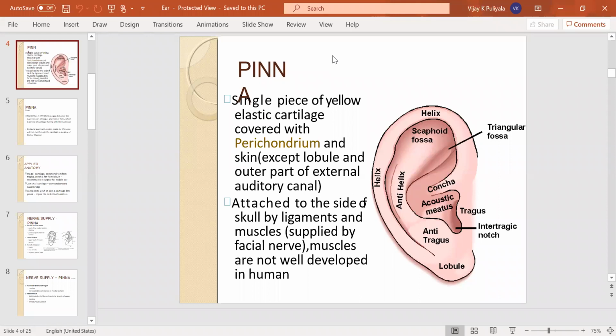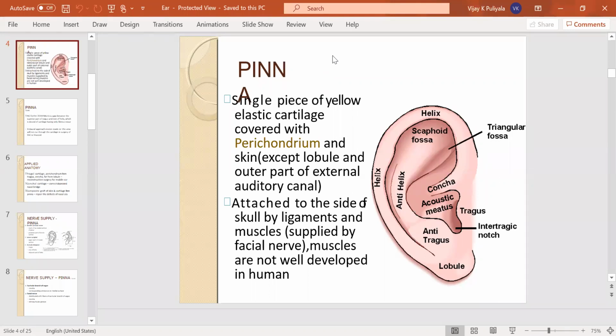Next, coming to the intrinsic muscles. Intrinsic muscles include the helicis major, helicis minor, tragicus, antitragicus, and transversus auricularis. So these are the different intrinsic muscles of the auricle.